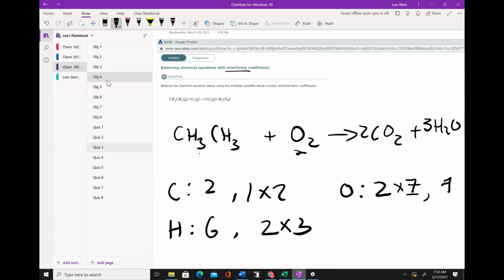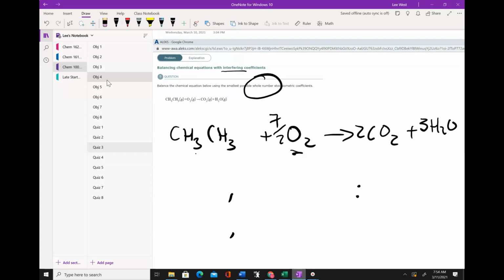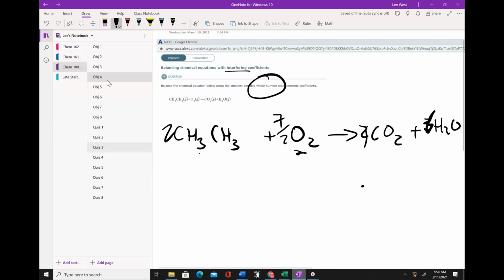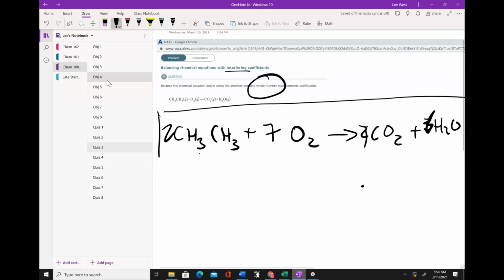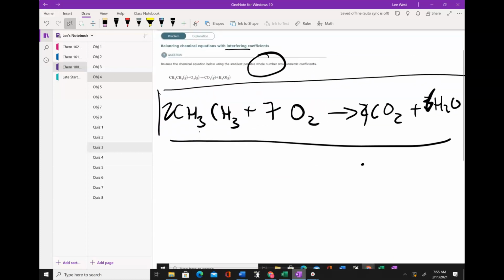So I'm going to have to multiply this guy by 7 on 2. Now, we don't want to have fractional coefficients. We need the smallest whole number set of coefficients, so we're going to multiply everything by 2 here. So that will get rid of our fractional coefficient. So that's going to become 4, that's going to become 6, that's going to become 2, and that guy is going to become 7. And there we are, all balanced. 2, 7, 4, 6. We know it's the smallest whole number ratio because you can't divide through by a common multiple.